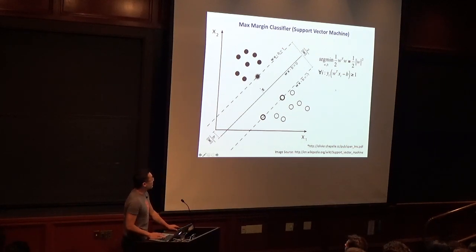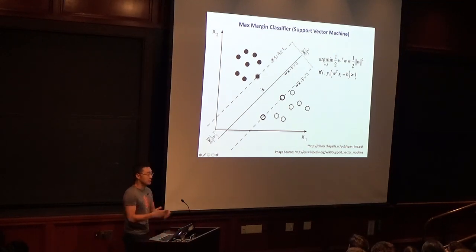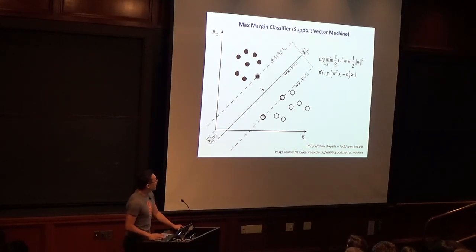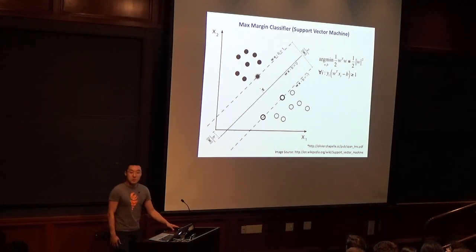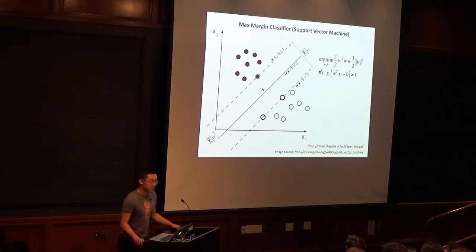And suppose that the minimum is, let's say, 2, without loss of generality some constant that's greater than 1. That means that for all data points, this quantity is at least 2, right? So here's what we can do. We can divide W and B by 2, okay? And in fact, if you divide W and B by 2, it still satisfies these constraints.